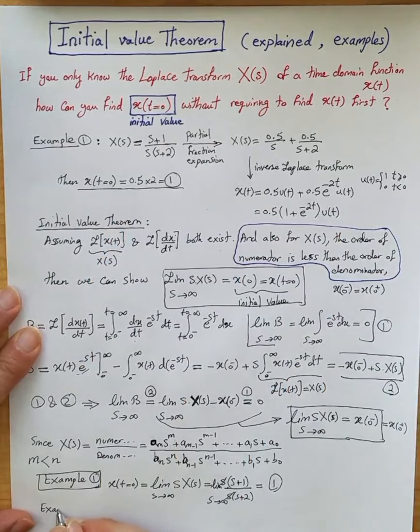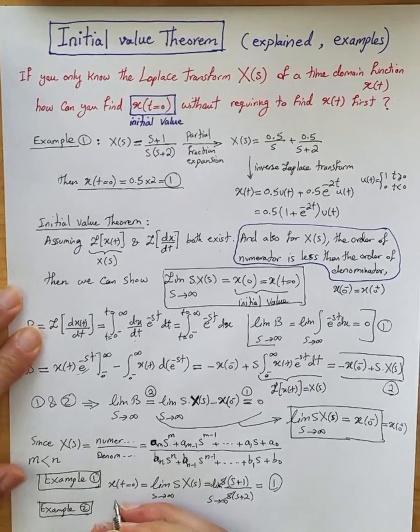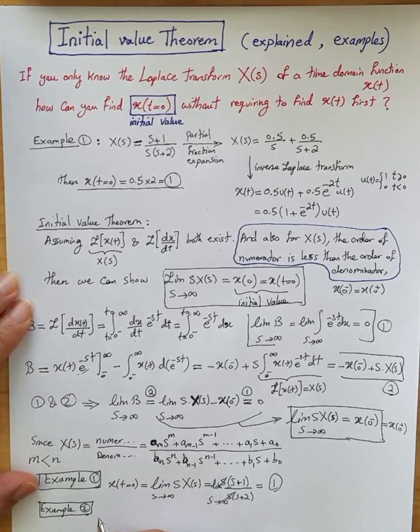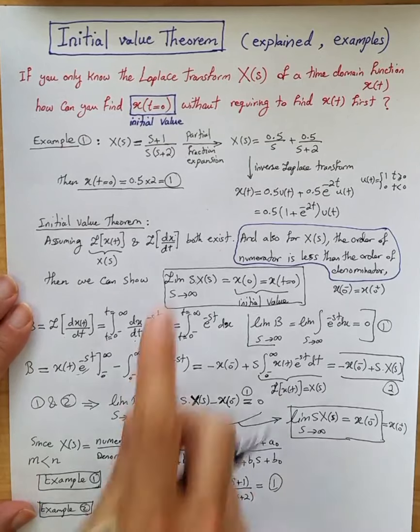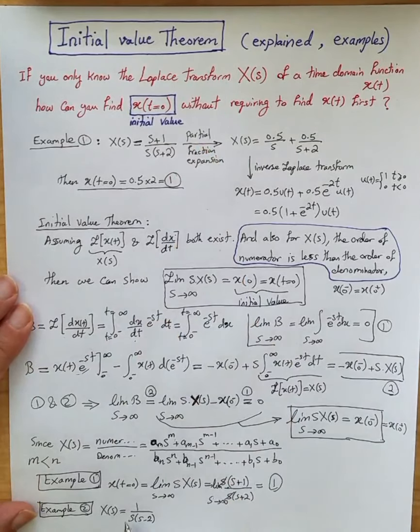Another example, just be careful. Sometimes the initial value theorem holds while you cannot apply the final value theorem. For example, let's say in the second example, you're given x of s equal to 1 over s minus 2. The problem with this function is that if you use the brute force approach to figure out the time domain equivalent corresponding to this Laplace transform, the function is not bounded because x of t contains a component of e to the plus 2t, which goes to infinity as t goes to infinity.